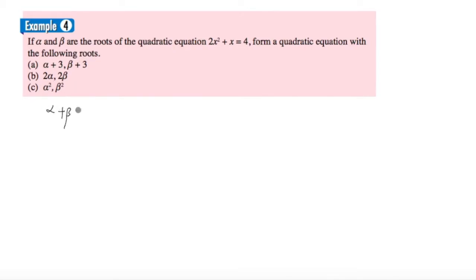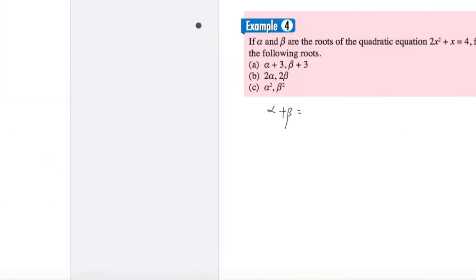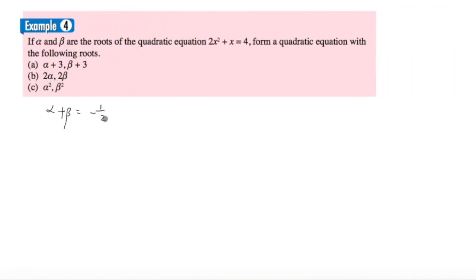Alpha plus beta equals negative 1 over 2, and alpha beta equals negative 2. This is the information given from the first sentence here. Now, we want to form a quadratic equation with the new roots.